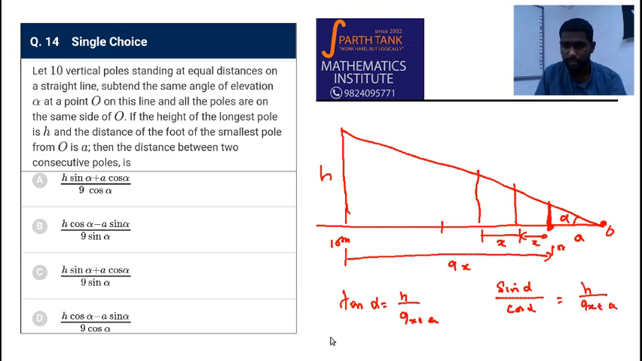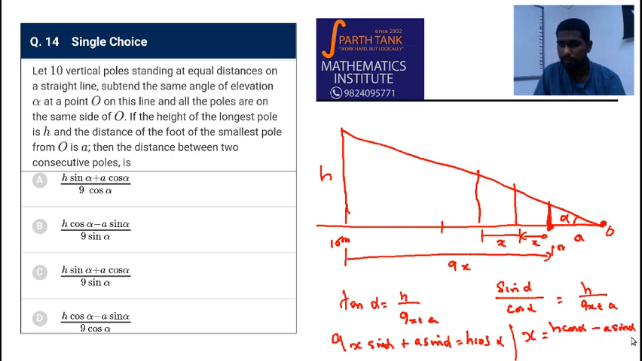A bit of simplification now. 9x sine alpha plus A sine alpha is h cos alpha. Therefore, x will be, take A sine alpha that side and take the 9 sine alpha to the denominator. So it becomes h cos alpha minus A sine alpha by 9 sine alpha, with 9 sine alpha in the denominator and a minus in between, so option B.